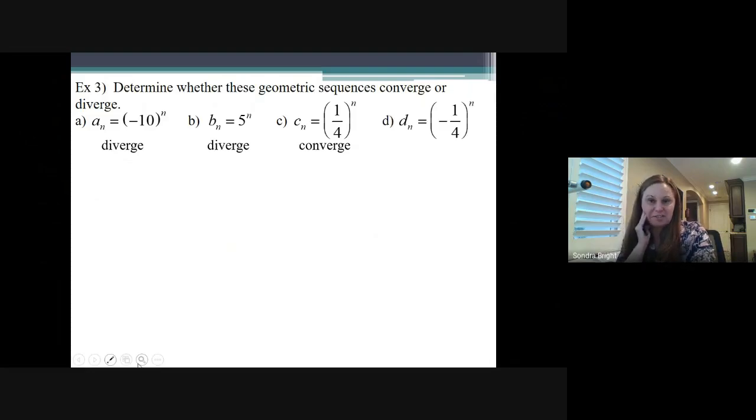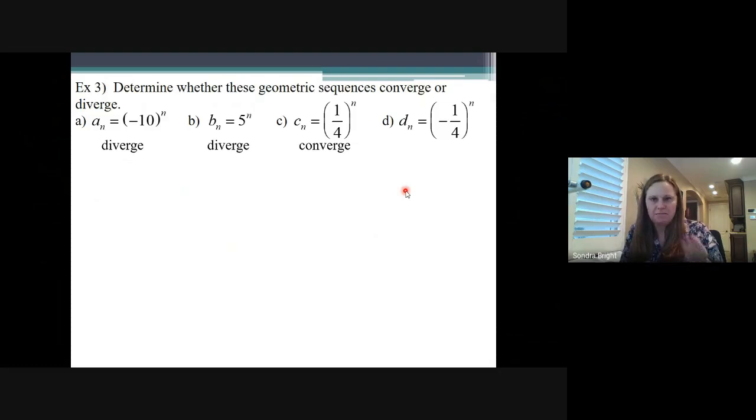How about negative 1/4 to the nth power? All right, so here's a trickier one, right? Because I warned you, oscillating, but also getting bigger as you're going along. So here, you got a negative 1 over 4. When you plug in a 1, you'd have negative 1/4. Plug in a 2, positive 1 over 16.